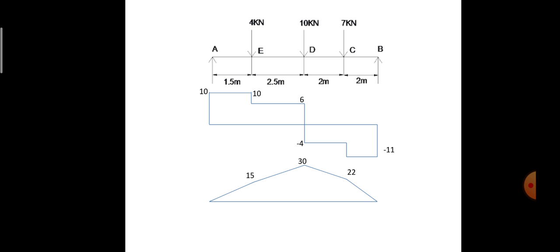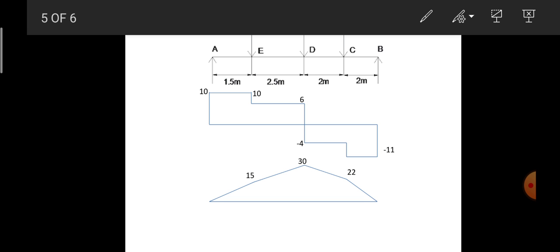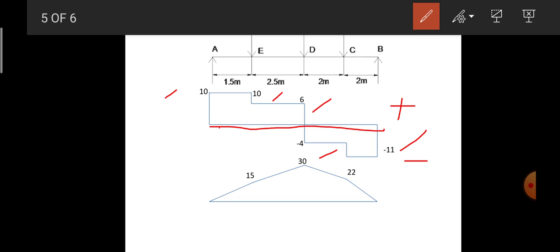So next is drawing the shear force and bending moment diagrams. I draw the shear force diagram by drawing the baseline first. So this is the baseline. Upward forces are drawn above the baseline and downward forces are drawn below the baseline. First and foremost, I have got the value at B as minus 11. Next is minus 4, I have got it. Then plus 6, plus 10 and plus 10. Since it is a point load, the shear force variation is a stepped variation, hence it is shown as a stepped variation.